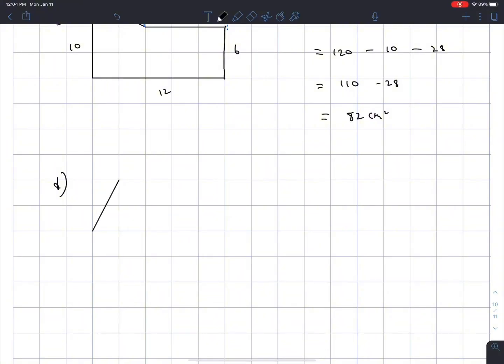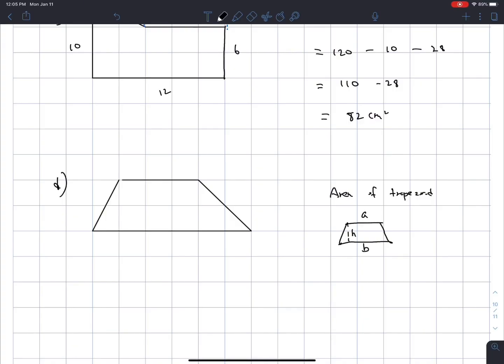And D. This is a trapezoid. So we do have a formula for the area of a trapezoid that I'm going to show you now. So area of trapezoid. This will be A, B, this will be H. So the area of a trapezoid will just be A plus B, the top base plus the bottom base, divided by 2 and then times the height. So that's the formula that I'm going to use here.